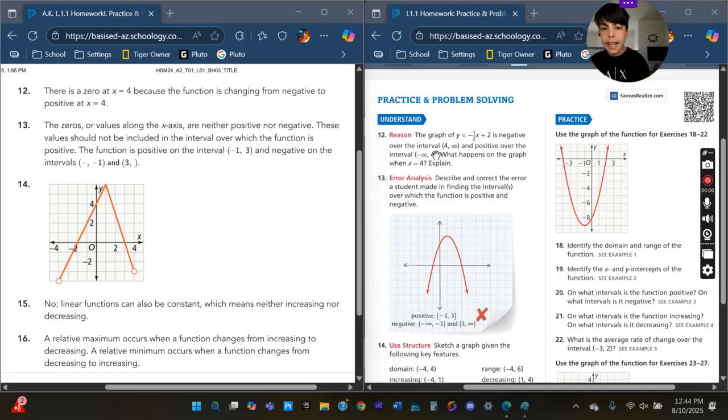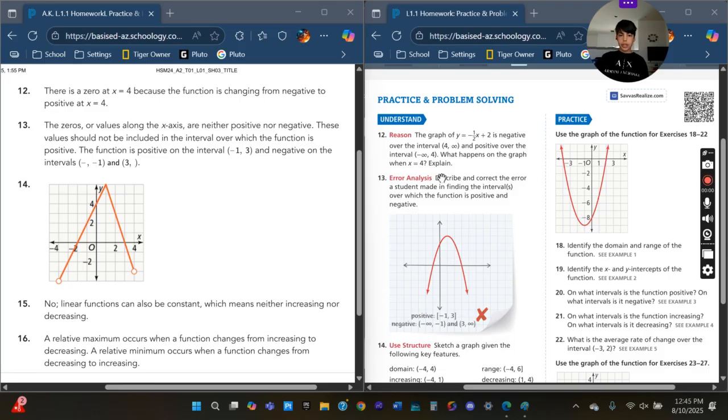For number 12, it's asking what happens on the graph when x equals 4. The equation we get is y equals negative 1/2 x plus 2. And it says it is negative over the interval 4 and infinity, and positive over the interval negative infinity and 4.